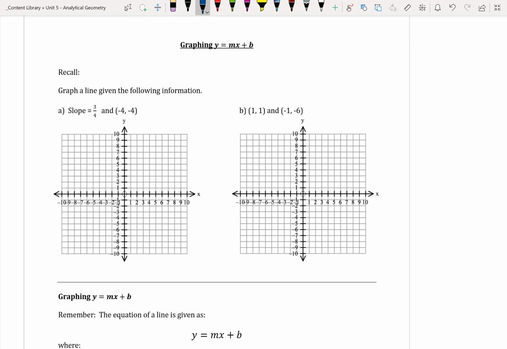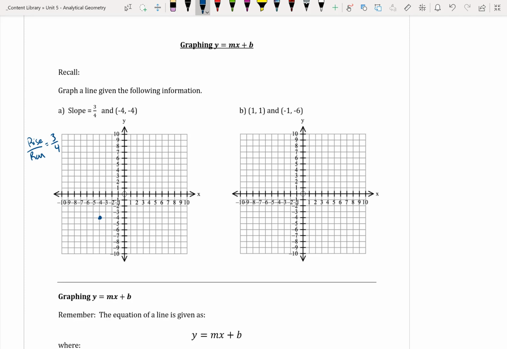So the first thing we want to do is plot our point that's given to us. In this case, -4, -4. So I'm going to go over to -4, down to -4. And now I want to use my slope to help me find other points. So in this case, my slope, if we remember, is rise over run, which is 3 over 4.